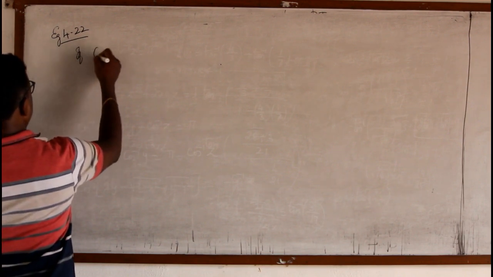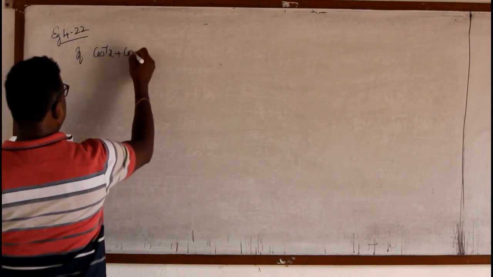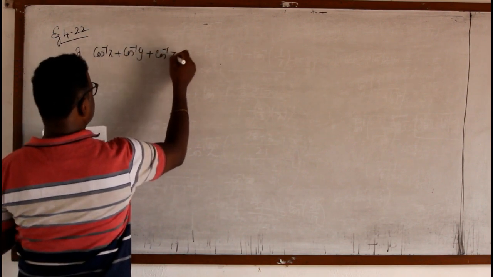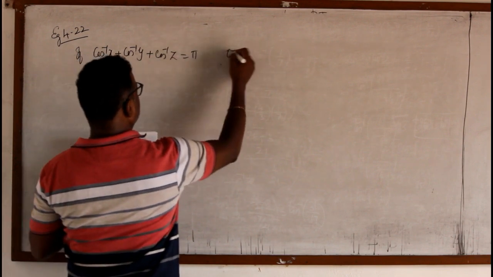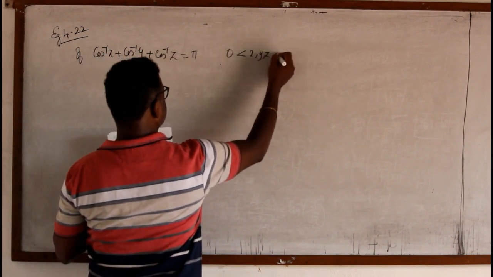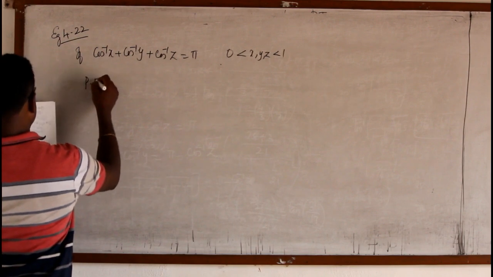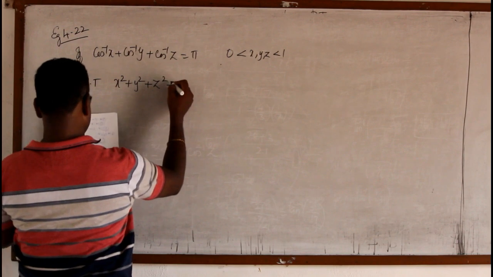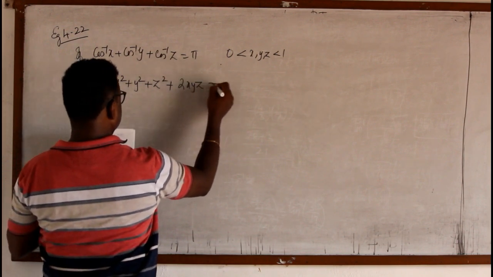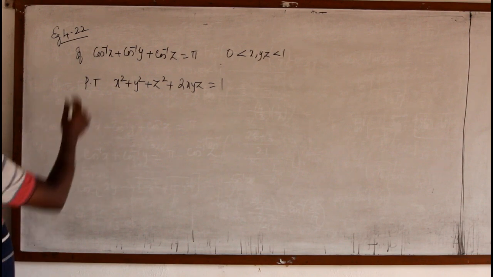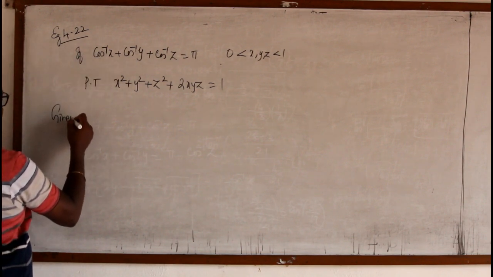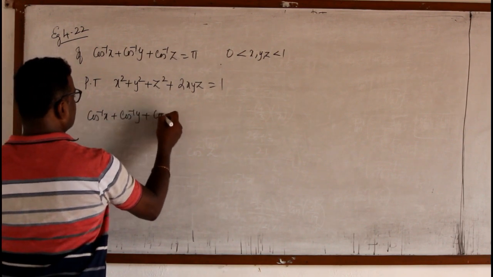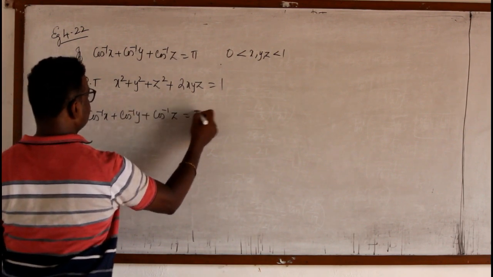If cos inverse of x, cos inverse of y, cos inverse of z equal to pi, where 0 less than x, y, z less than 1, prove that x square plus y square plus z square plus 2xyz equal to 1. Now let me take this given thing as it is. That is given cos inverse of x plus cos inverse of y plus cos inverse of z is pi.